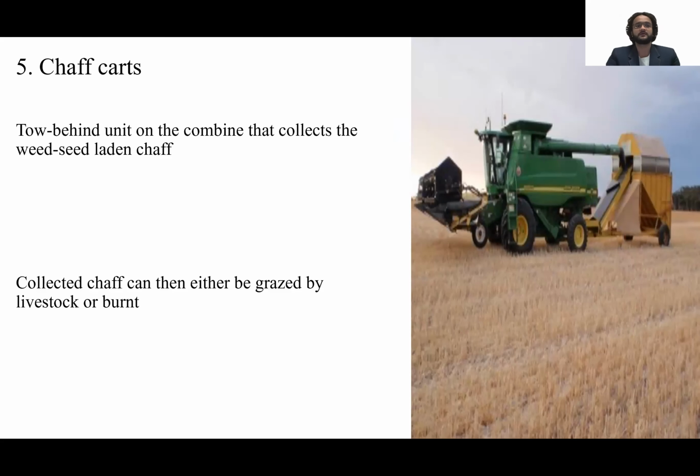Then comes chaff cart. In this tactic, a tow behind unit is attached with the combine that collects wheat seed laden chaff. As we can see in this figure, the green is the combine and the yellow machine is the chaff cart. All the chaff will be collected by the chaff cart, and after that farmers will take out the collected chaff, and it can be grazed by livestock, or it can be destroyed later.